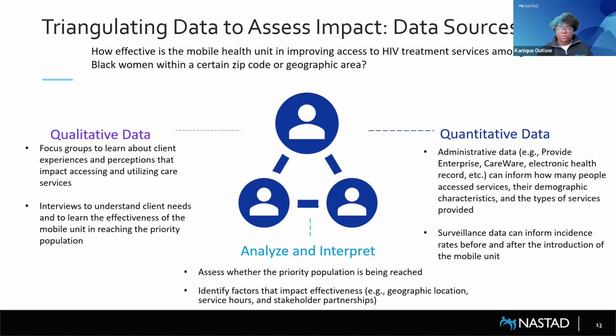So is it the geographic location that is consistent, where we see people are attending consistently or not? Is it the service hours? Should we offer weekend hours? Is it stakeholder partnerships? Are there other partners who we might be able to collaborate with to make the service more effective and reach more people? So those are just some ways that you can use those different data sources together to really learn how those individuals are being reached by asking that evaluation question.